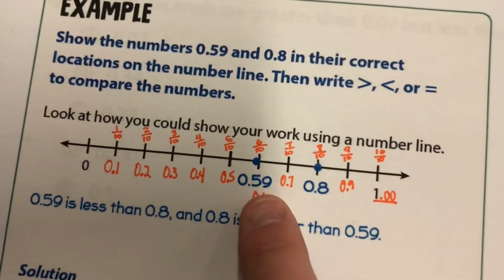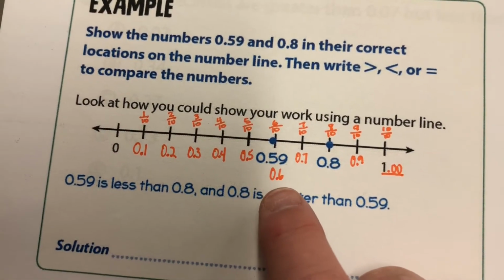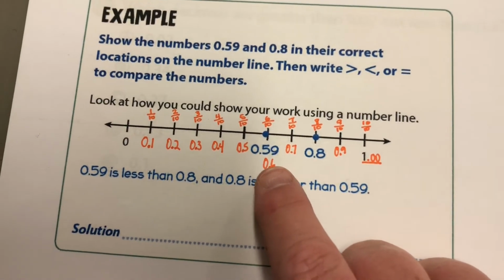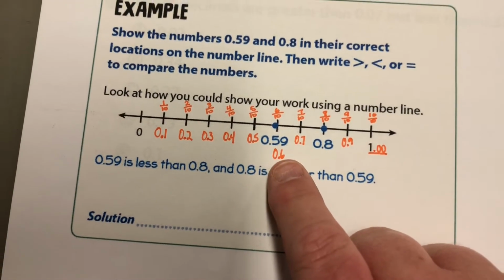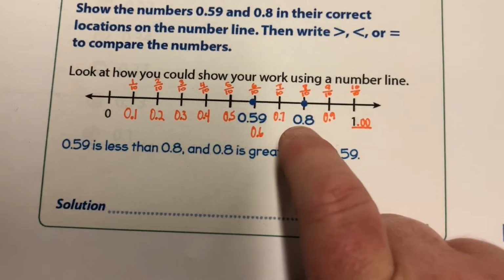And I want to call your attention, look at where 59 hundredths comes. It comes right before 6/10. And that would be, if 6/10 were hundredths, it would be 60 hundredths. So that makes sense. And then 8/10 is written right here.